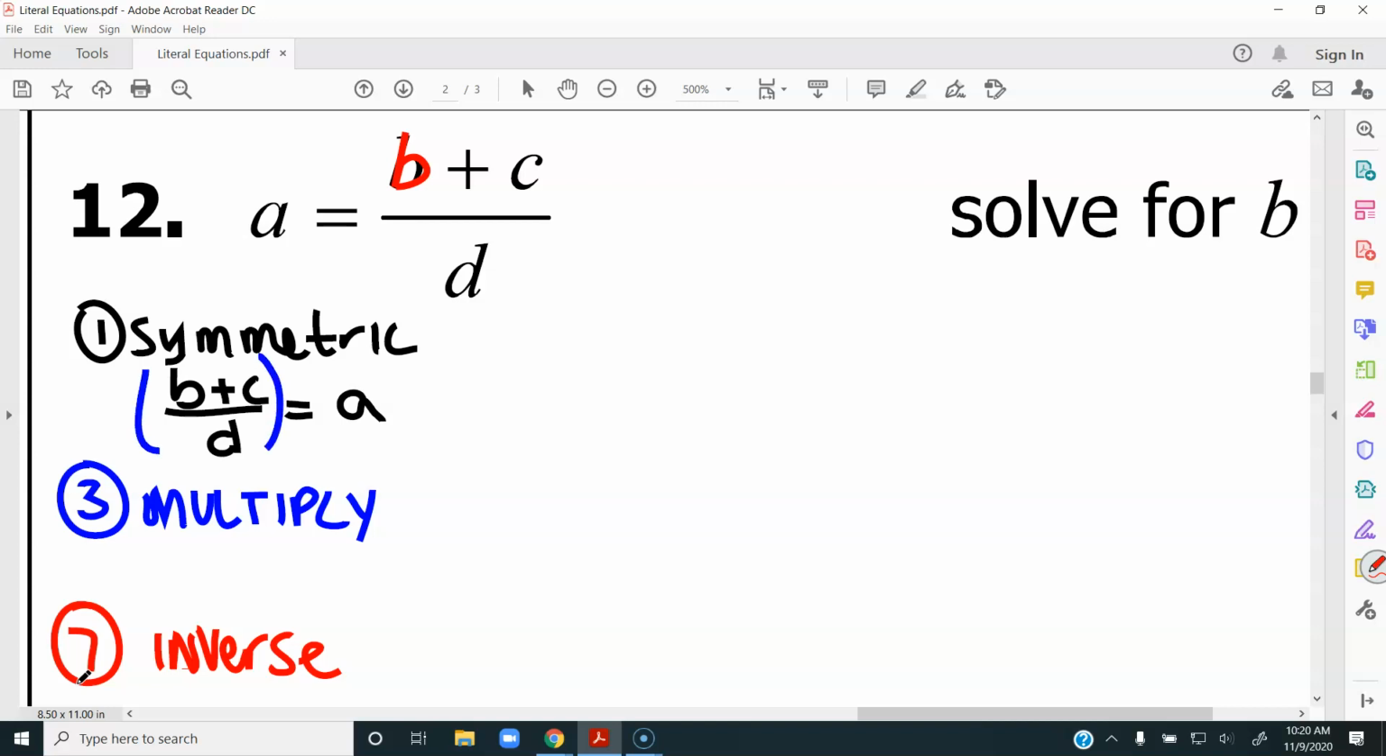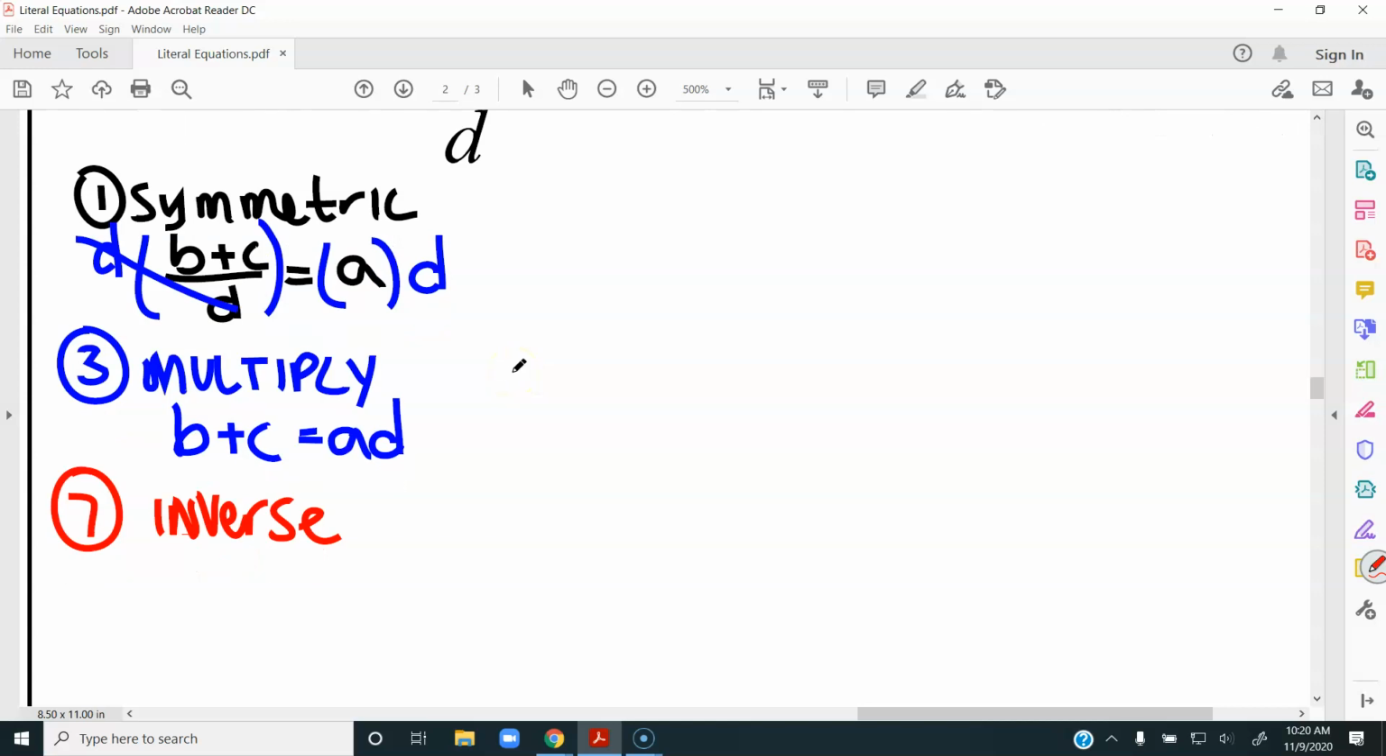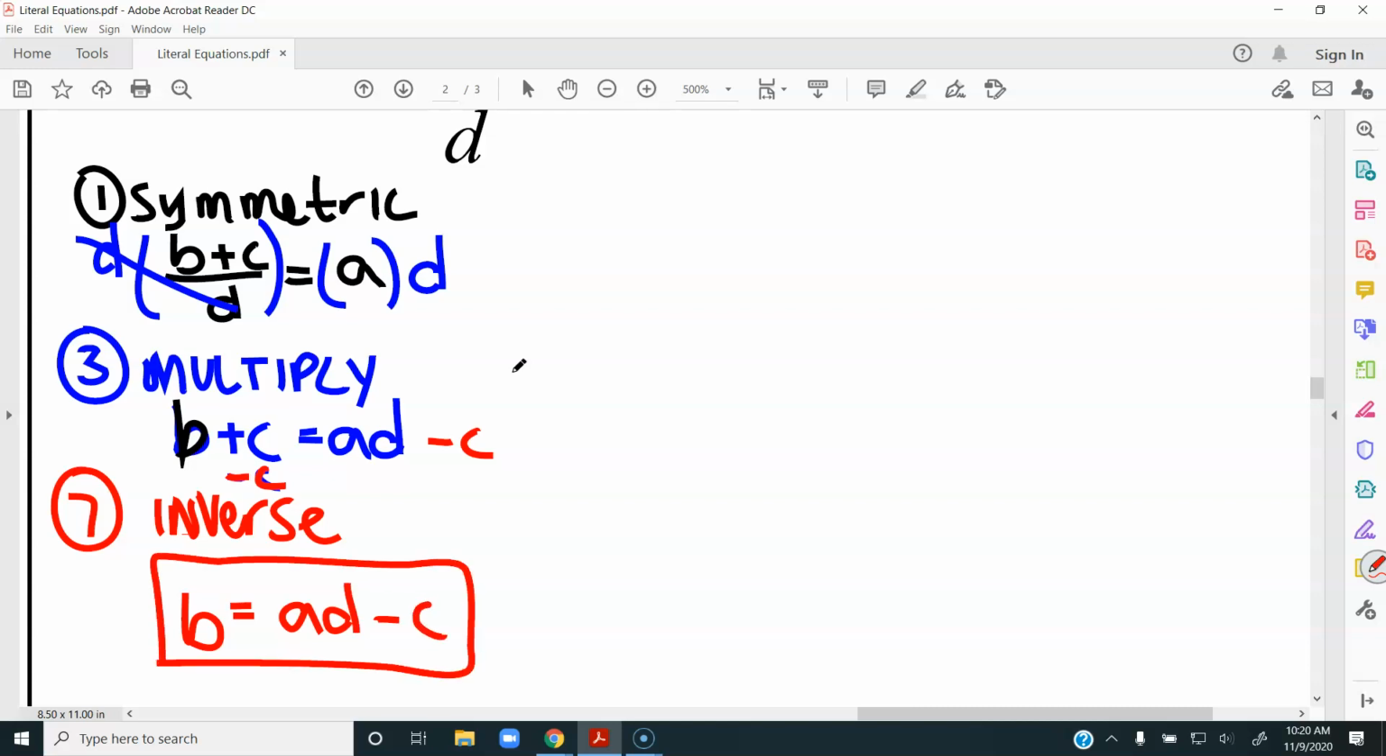Now I'm going to multiply this by D. And that will leave me with B plus C is equal to AD. Now, the final thing I'm going to do is the inverse property. Remember, I'm solving this for B. I want that C out of there. So the inverse property would say I just subtract it out. So I subtract out the C on both sides, leaving B equals AD minus C. All right, and that would be my answer.